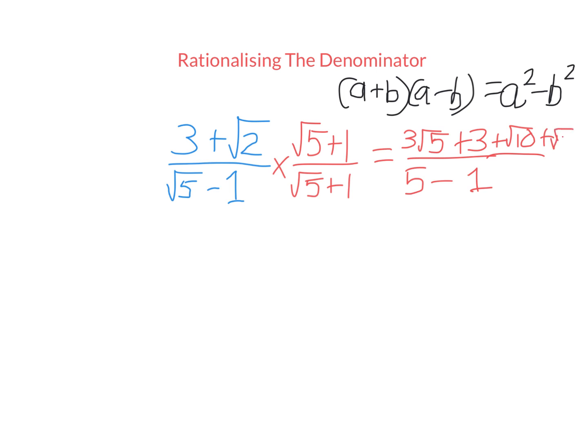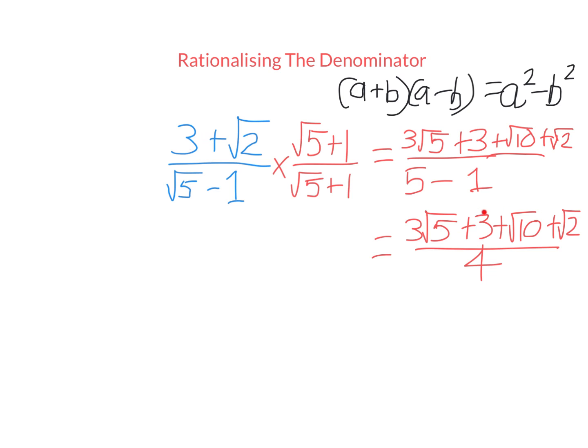So, making this a little easier to understand, on the top we have no terms that we can simplify here, but on the bottom we can just make this 4. And that's our final answer. These two numbers are equal, but this one has a rational denominator. We're going to perform a similar trick in the next lesson to divide complex numbers.